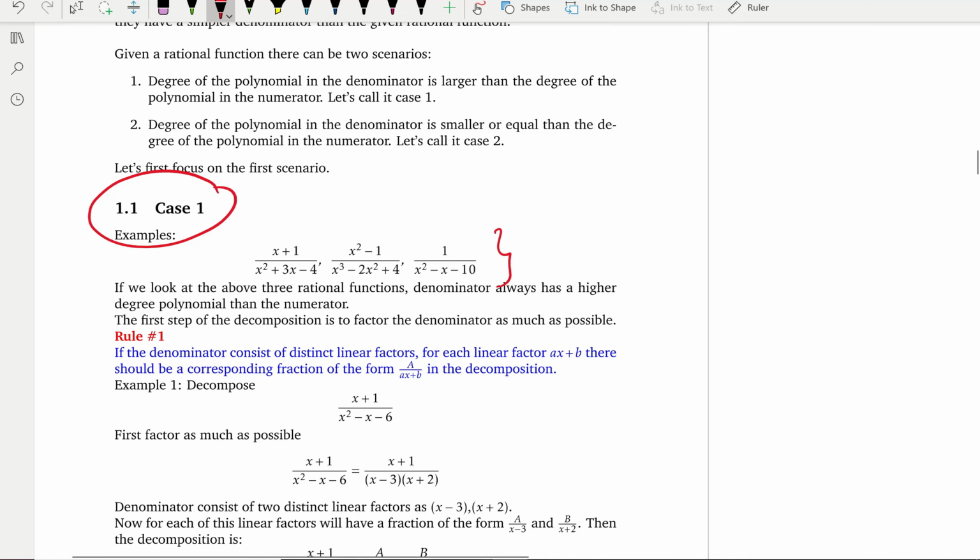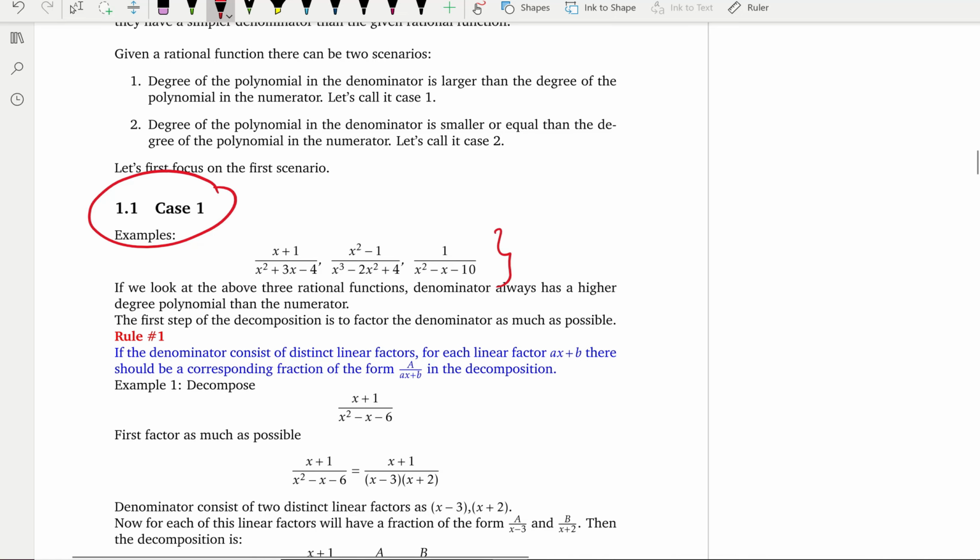So that's case 1. Now under case 1, if we go furthermore, we are dealing with the case where when we factor the denominator, we always get distinct linear factors. Now what do I mean? Distinct means different factors. All the factors are different from each other, not repeating factors. And linear means in each factor, the maximum power of the variable is 1. So we are dealing with that case, okay?